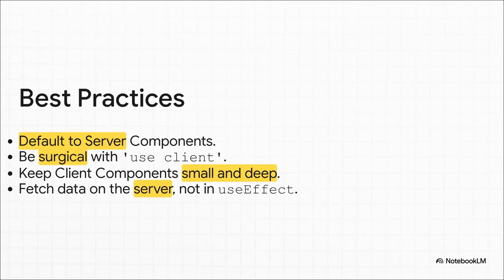So what does this new server-first thinking look like in practice? It's simple, really. You default to server components for everything. You start there. Then you become really surgical with that use client directive. You only add it when you absolutely have to, and you push it as far down the component tree as possible, keeping your client components small and isolated. And maybe most importantly, you move your data fetching out of the client and onto the server, where it's faster and more secure.